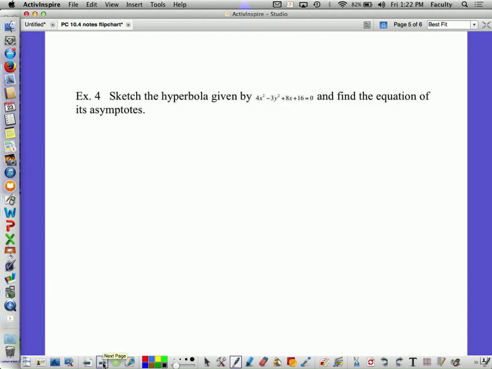All right, example 4 says sketch the hyperbola given by this equation. Now I want you to notice there is no y, there's just a y squared. So we'll let this play out and see what's happening. But I need to complete the square, but before I do that, I cannot have a coefficient in front of the x squared when I'm completing the square.